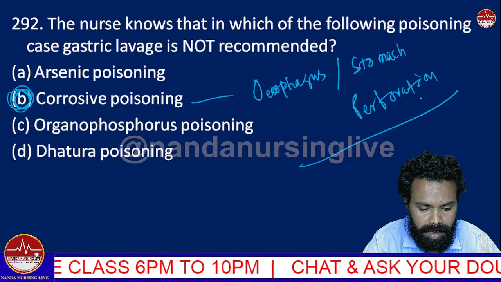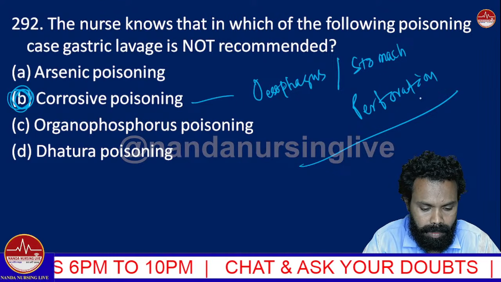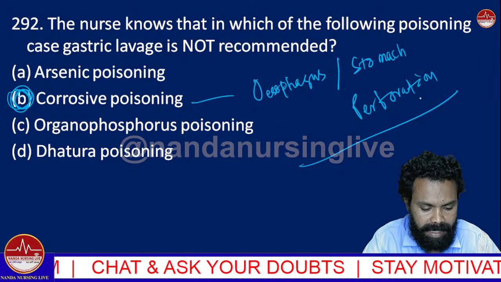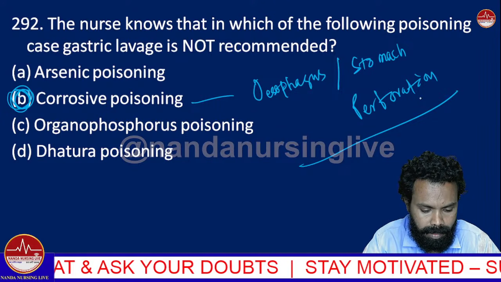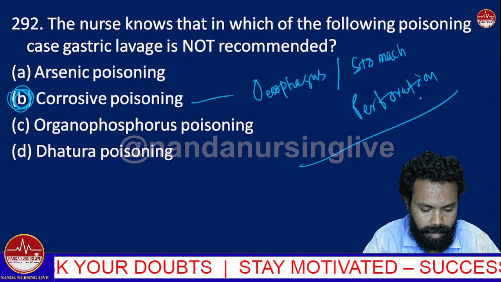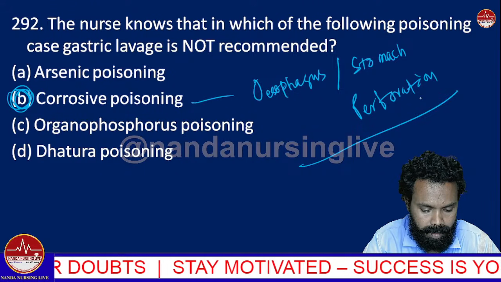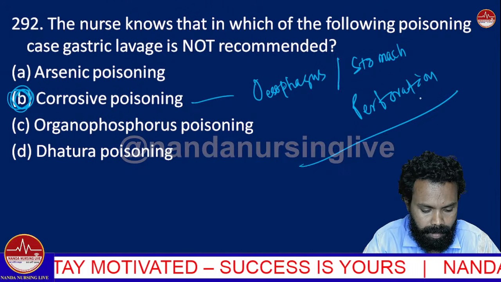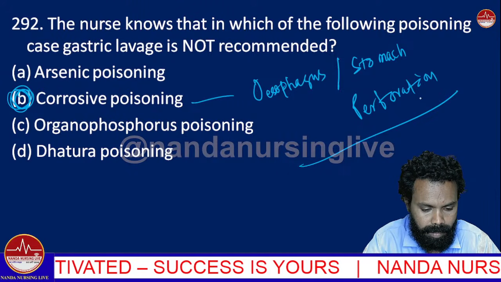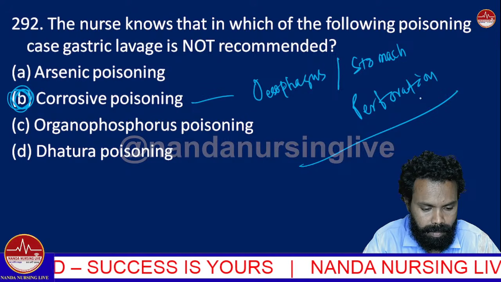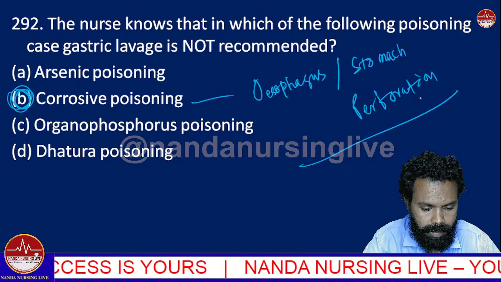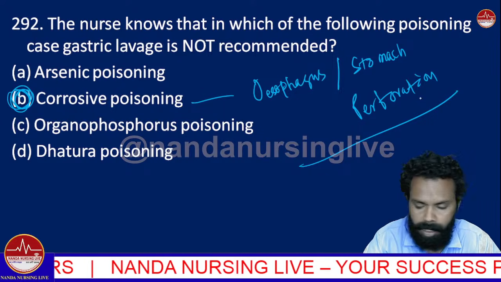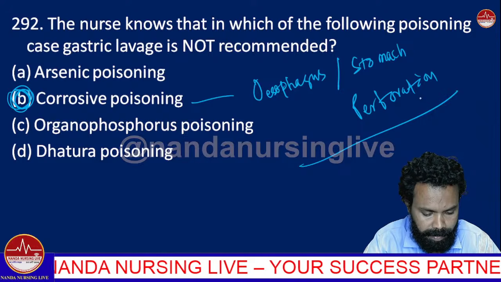So option B is the correct answer. Corrosive poisoning means acids poisoning, chemical poisoning, acids poisoning.